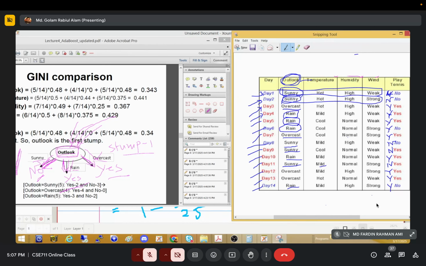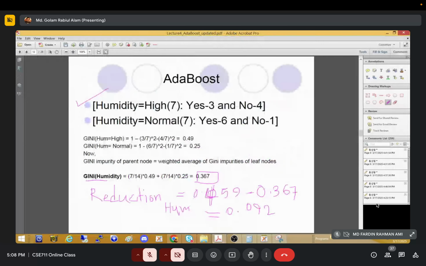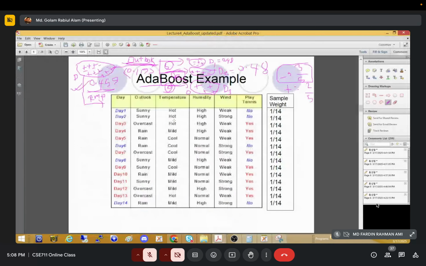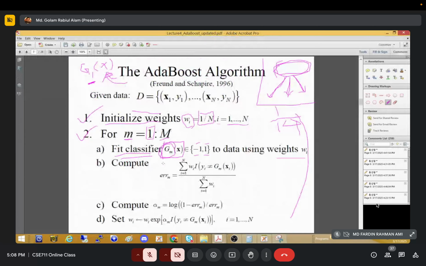Okay, so that means we build our stump and then feed our data to the stump, and it will return either yes or no. That means negative or positive. So we have already discussed how many positives and how many negatives we got. Now what we have to do according to our algorithm, we can see that we have to compute the error.